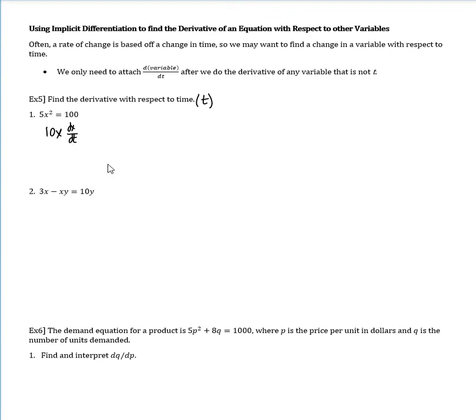And then equal to the derivative of a constant, which is 0. And that's it. Often we typically just leave these as is, and we don't solve for anything. That's all it is to it.